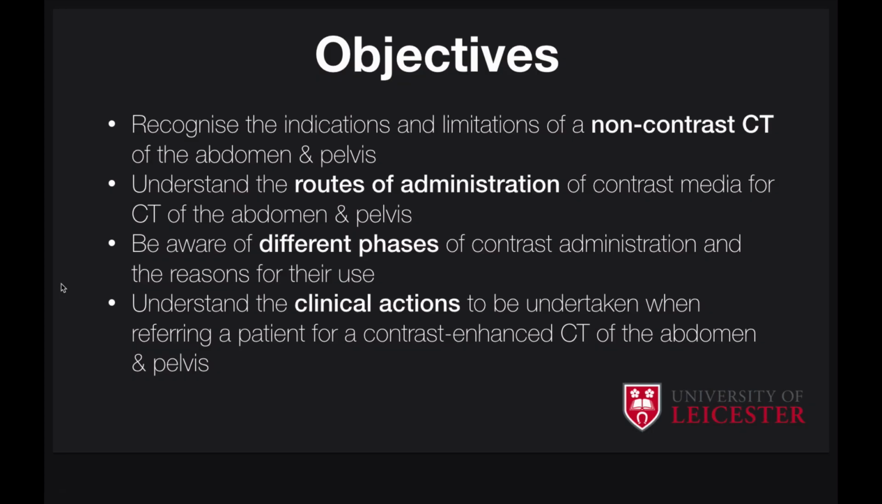So the objectives of this talk are to think about how we do CT of the abdomen and pelvis, and in particular looking at contrast and the different phases of contrast enhancement. So we'll look at when we do a non-contrast CT and what the limitations of this type of CT are, and then the different routes of administration of contrast media for CT of the abdomen and pelvis. And in particular, when we administer the contrast intravenously, what are the different phases of contrast administration, such as arterial and portovenous phase, and when we use them. And finally, understand the clinical actions that you need to undertake when you're referring a patient for a contrast-enhanced CT of the abdomen and pelvis.